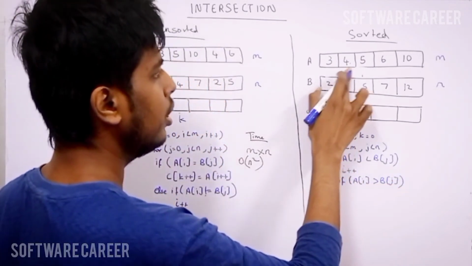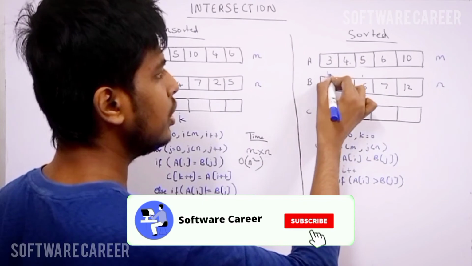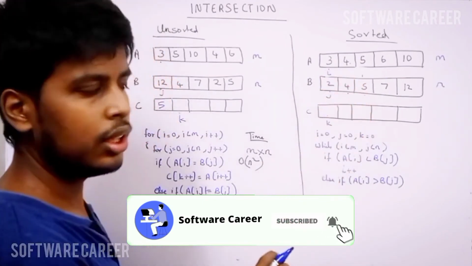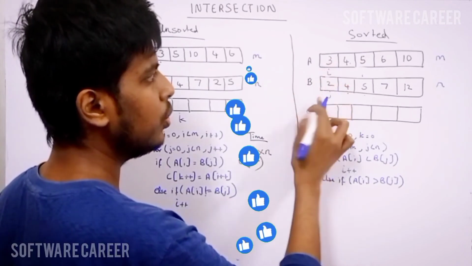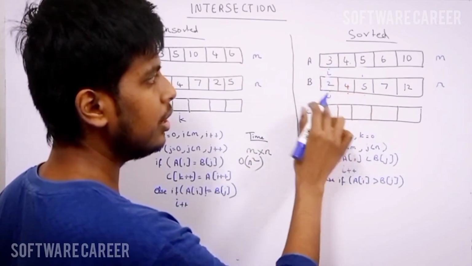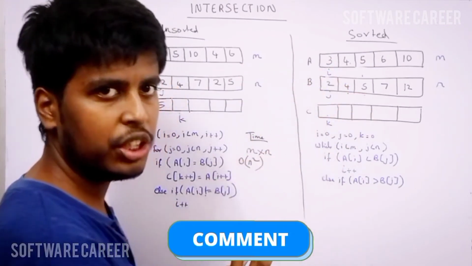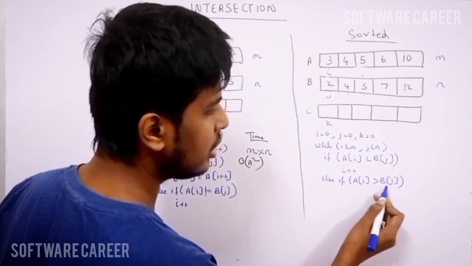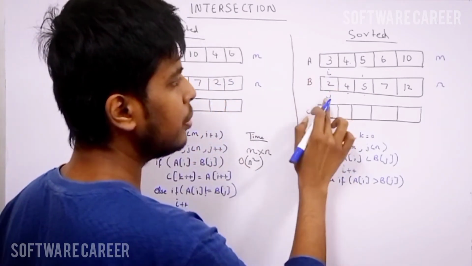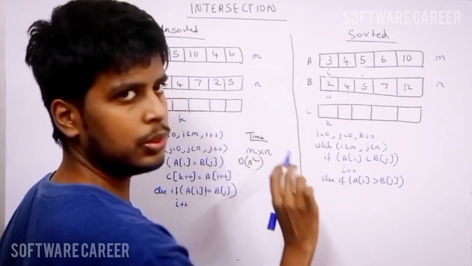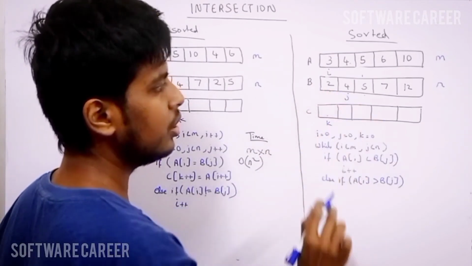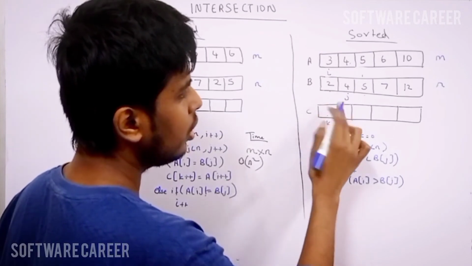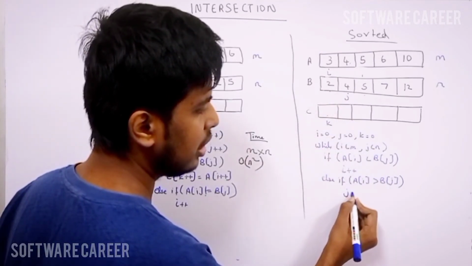Suppose see, now i is at 0 and j is at 0. Now see, you are comparing whether 3 is less than 2 or 3 is greater than 2. Now this 3 is greater than 2, that means a of i is greater than b of j. Now it follows this condition. If it is greater, it means b of j is small. So what should you do? You should increase j value by 1. So now j plus plus. I am writing j plus plus.